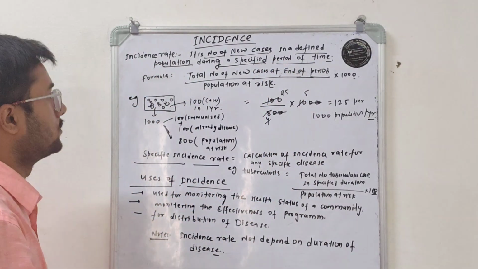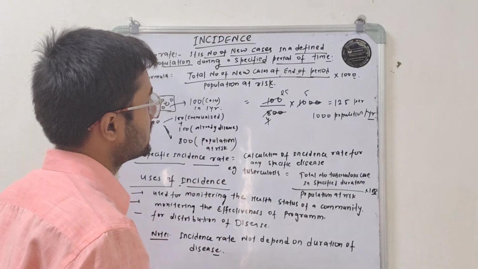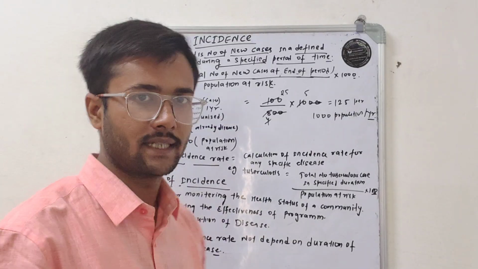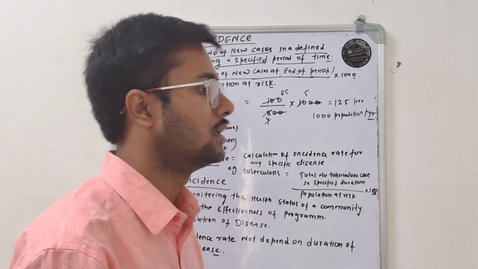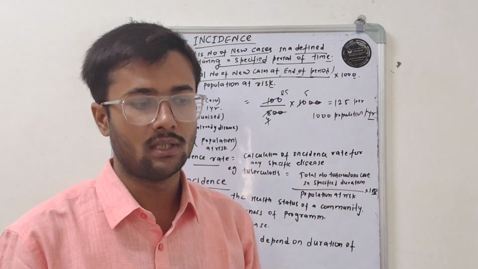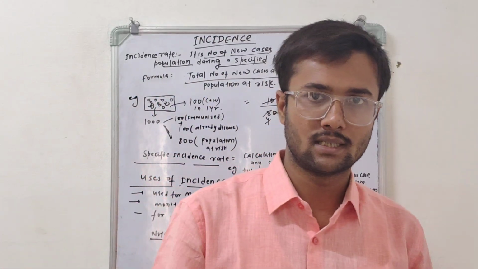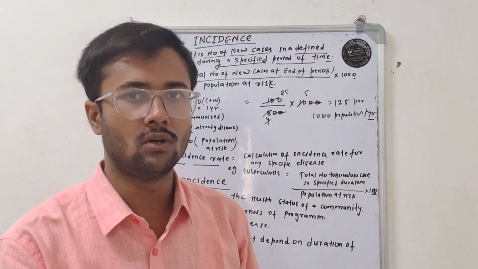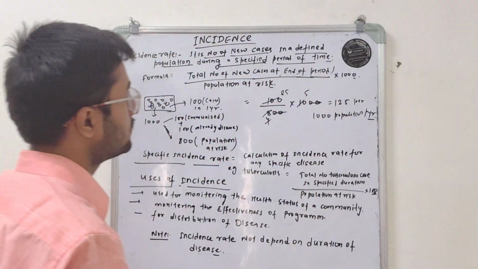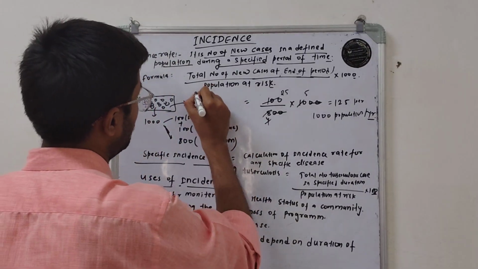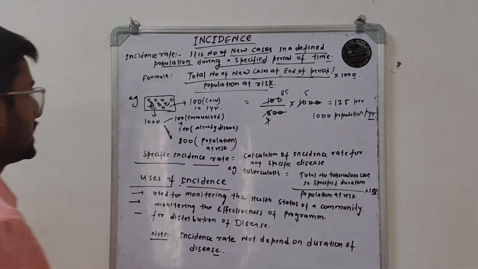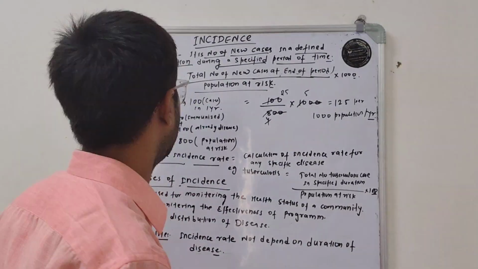What is its formula? The total number of new cases at the end of the period. We basically calculate the total number of cases at the end of the study. For example, we are going for a study of 1 year. Then we calculate how many new cases come at the end of the study, I mean the 1 year. So it is the total number of new cases at the end of the period upon the population at risk.